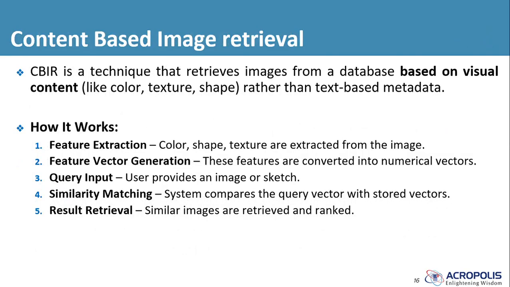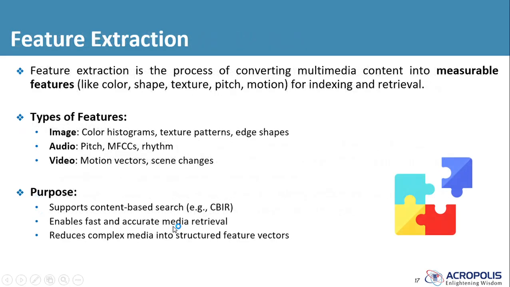Let us see content-based image retrieval. It is a technique that retrieves images from a database based on visual content rather than text-based metadata. How does it work? Features like color, shape, texture are extracted from the image, and then from these extracted features a numerical vector is created. The user provides an image or sketch, that is the query input, and then similarities are matched between that query vector and the stored vectors. After that, similar images are retrieved and displayed.